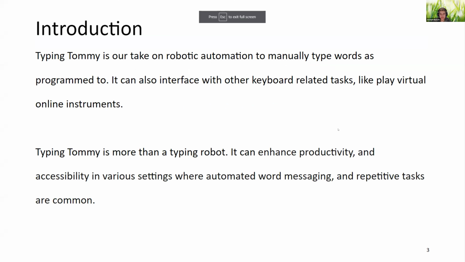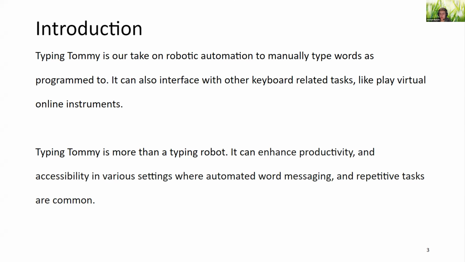Okay, so Typing Tommy is our take on robotic automation for manually typing words, or really any tasks that have repetitive points that need to be reached, whether it's typing something on a keyboard or actuating buttons. In this specific application, it interfaced with a keyboard and played a song. You can also type things, or it could even be used as part of a more complex system to play games and that sort of thing.